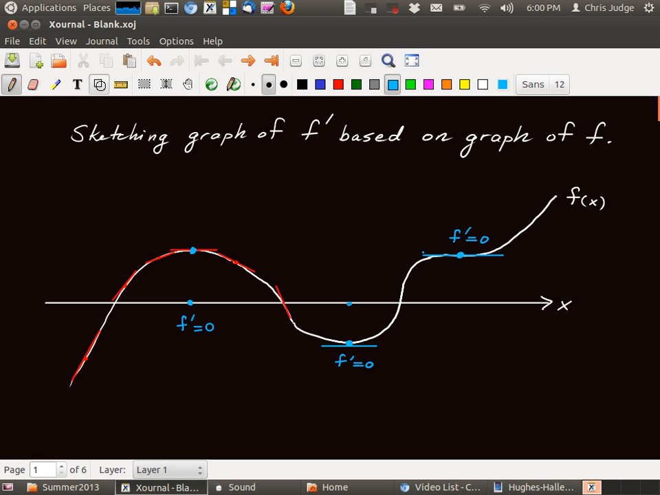Now what happens in between those points? Well, to the left of this first point here, f prime is negative. Between f prime equals 0 and this f prime equals 0, between here and here, f prime is negative. Between this 0 and that 0, f prime is positive. We can see this because the function's increasing. We can see the negativity of f prime here because the function's decreasing. After this point, f prime again is positive, so it continues to increase.